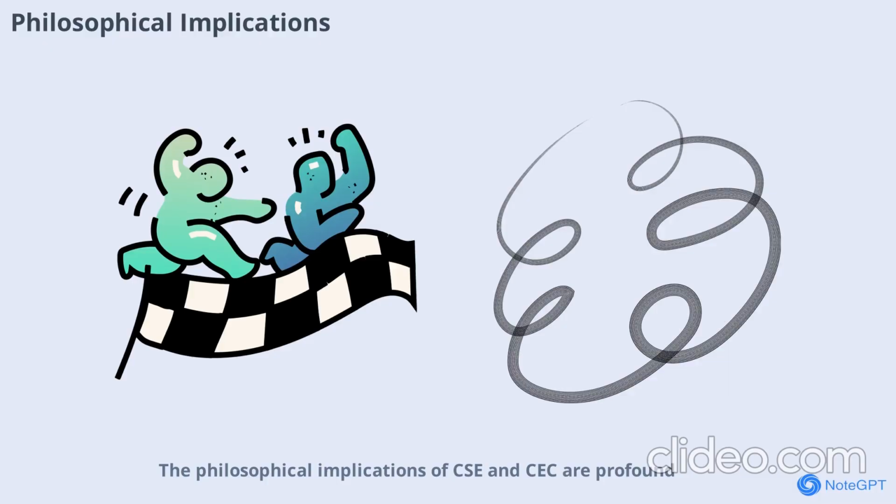The philosophical implications of CSE and CEC are profound. They suggest that existence is not random but guided by a universal drive toward balance. This echoes ancient wisdom and modern science alike, offering a unified view where chaos and order, creation and destruction are all part of a self-regulating whole.